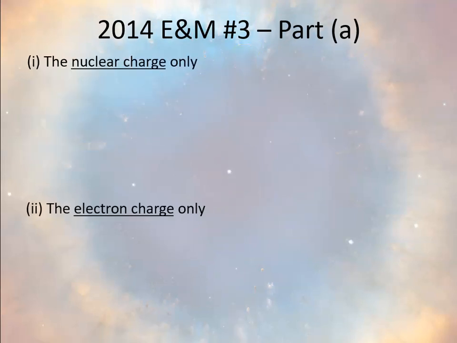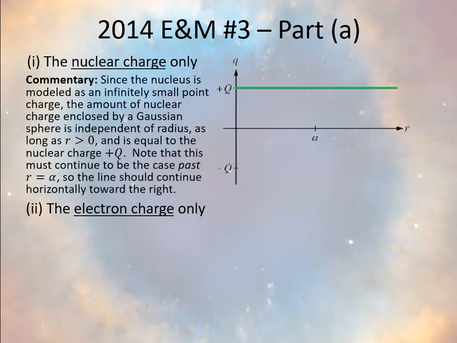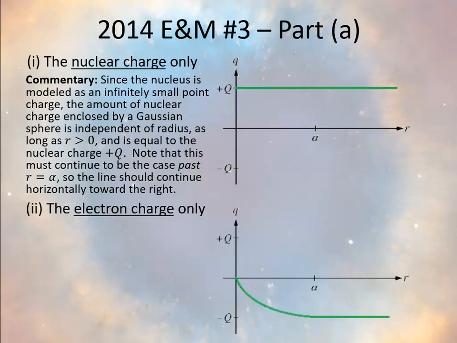So attacking part 1 first, we have this situation. And again, the nucleus is modeled as an infinitely small point charge. So if you were imagining a Gaussian sphere of radius little r, then as soon as that little r is arbitrarily close to 0 but greater than 0, then you have accumulated that plus Q charge. And that keeps going on forever. What about the electron charge? So here is the plot for the electron charge.